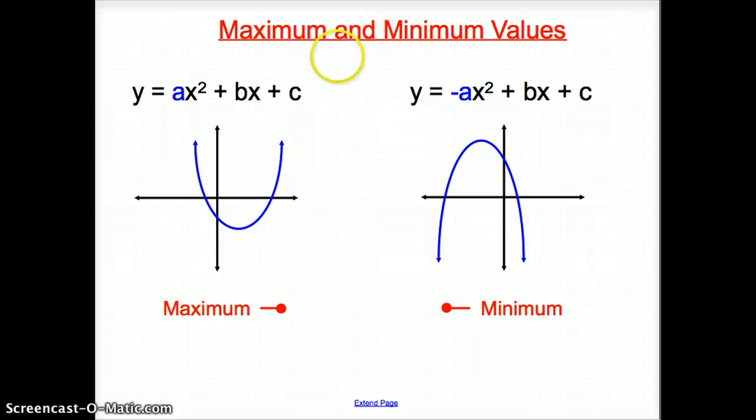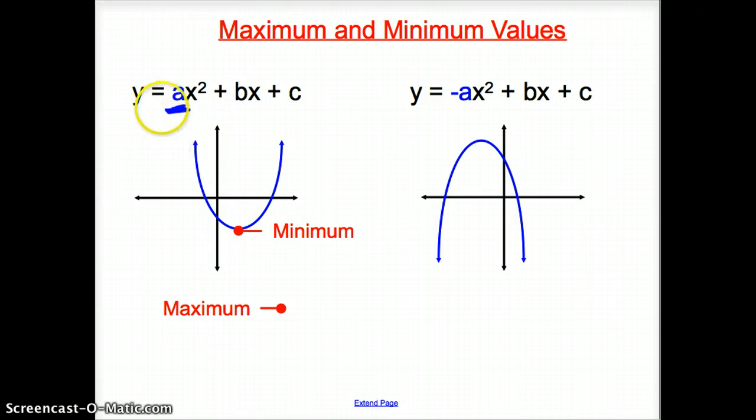Now let's get on to the new stuff. Maximum and minimum values. If the graph opens up, what will I have? I will have a minimum value, and what gives me that minimum value, and we kind of touched on this already, is a positive A. If that is positive, the graph is going to open up and it will give you a minimum value.